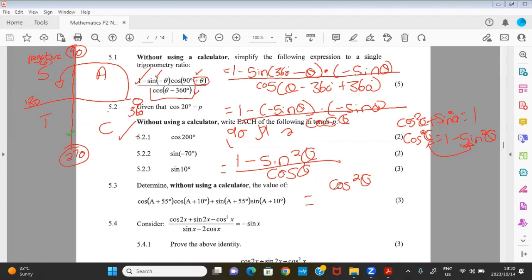Then we divide it by cos theta. As you can see, that one will cancel this one, and our final answer will just be cos of theta. Okay. So that was basically how you simplify the first one. That's how you would go about it in a nutshell.